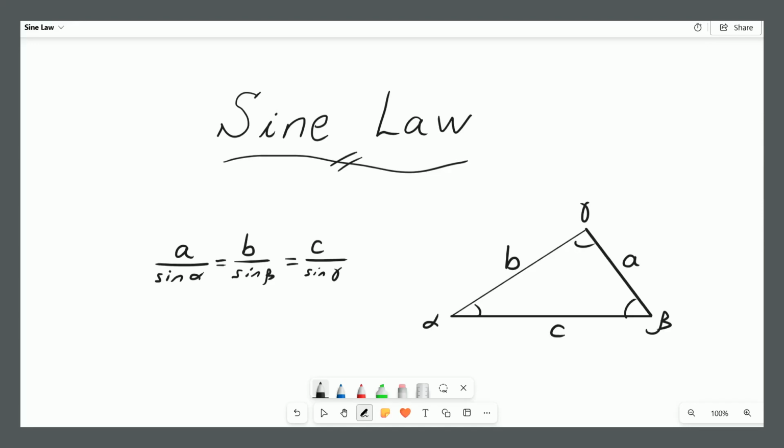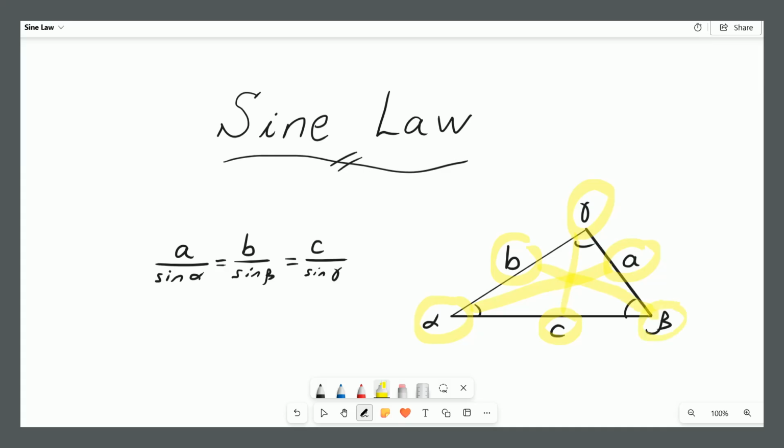How's it going, everyone? In this video, we are going to prove the sine law, which states that for any triangle, the ratio between the sine of an angle and the side that is opposite to it is equal, regardless of what pair of side and sine of opposite angle you choose.